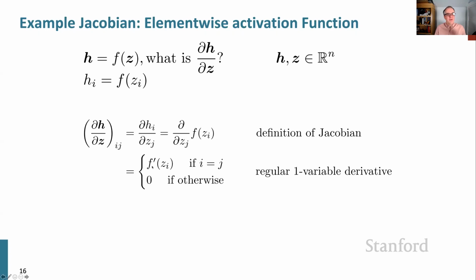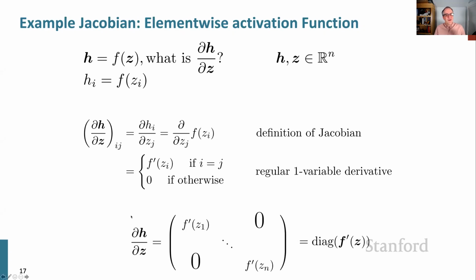And if i does equal j, then we're going to get the regular one variable derivative of the logistic function, which, if I remember correctly, you were asked to compute. Now I can't remember whether it's assignment 1 or assignment 2, but one of the two asks you to compute it. So our Jacobian for this case looks like this. We have a diagonal matrix with the derivatives of each element along the diagonal, and everything else is 0.